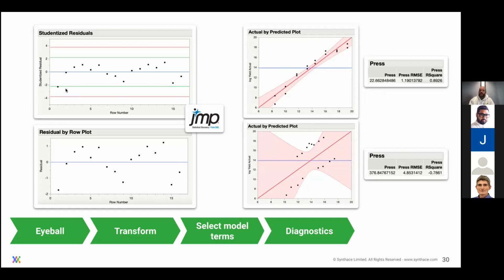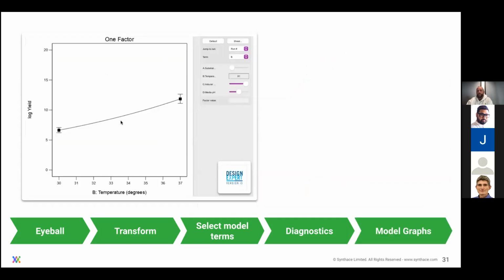Once you've done these steps, you're ready to visualize the model graphs to gain insight into the impact of the experimental factors on your measured response using these models. You can assess the impacts of each of the factors in turn. Here, we are looking at the impact of the main effect of temperature on the response of yield. Use your expertise to scrutinize the models. Does it make sense that increasing temperature would lead to increasing protein yields?